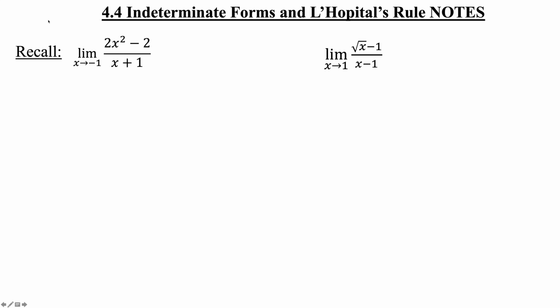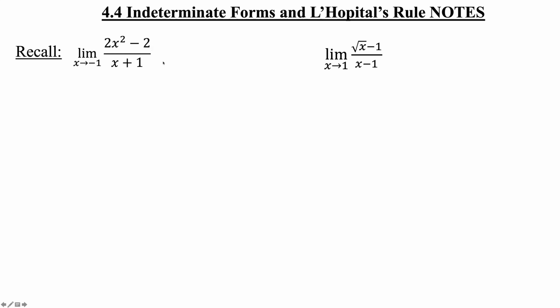All right, 4-4, indeterminate forms and L'Hopital's rules. So in the past, when we were doing limits, we would say, hey, let's do direct substitution and -1 plus 1. Well, that puts 0 in the bottom. That's not good. -1 squared is 1 times 2 is 2, 2 minus 2. We had 0 over 0.